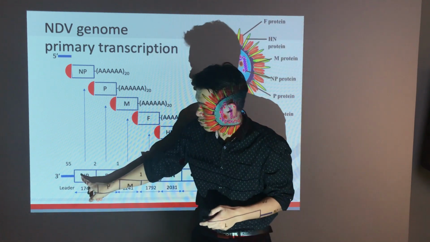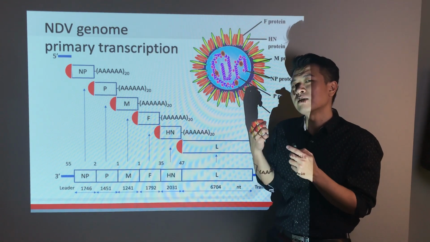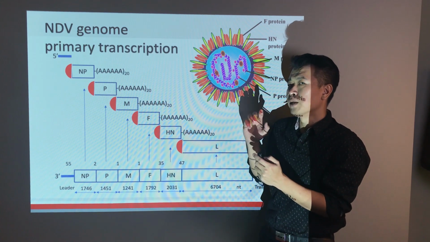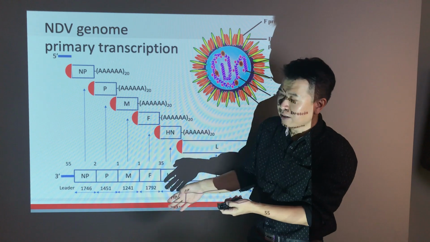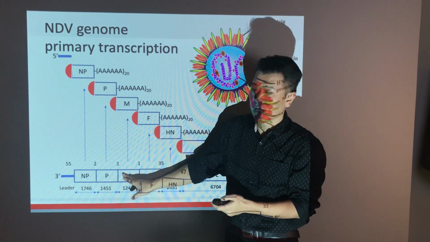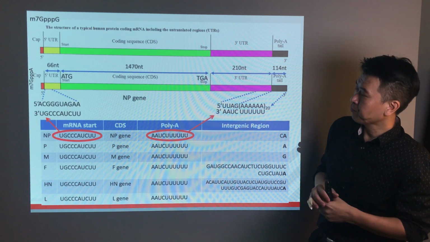I mentioned to you there are 2 nucleotides that separate NP and P. So how does the polymerase know this is the end of the previous gene and this is the start of the new gene? Let's look at the sequence of NDV.